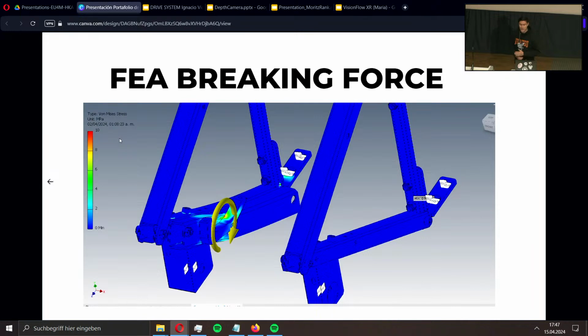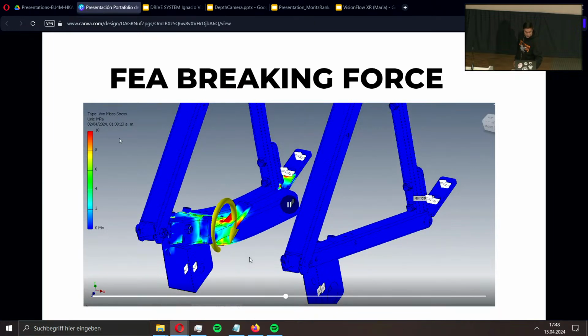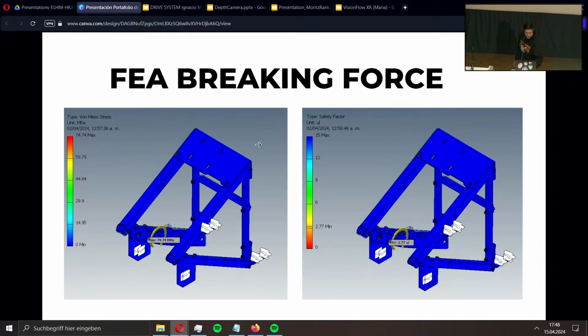Also, we did finite element analysis. For those not familiar with it, finite element analysis is a computer analysis that you do in order to prove whether the structure will hold and bear the stresses that you put into it. For example, here we're testing the braking force, which is the highest force that the vehicle will bear. We can see with this video a representation of how it should behave. In the next slide, we have more details about the numbers.